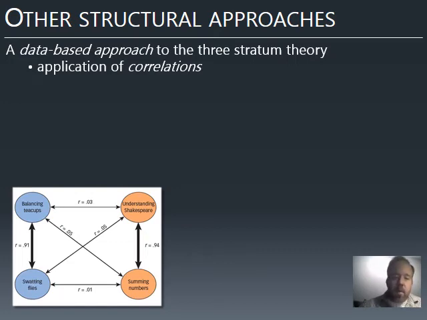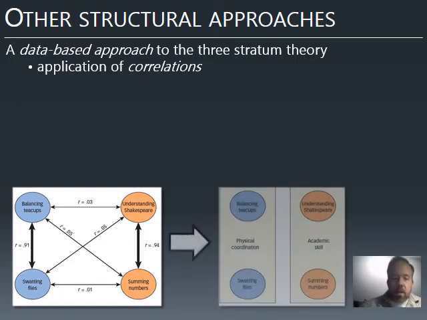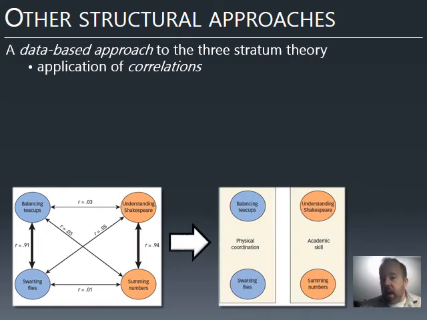So balancing teacups and swatting flies seem to be part of the same skill that we might call physical coordination. And understanding Shakespeare and adding numbers together might be part of an academic skill. So two different groups that would correspond to those abilities M. And so we're using data here, the test results and the correlations between them, to say which skills belong together in groups. And so this three-stratum theory was built using this data-driven approach.